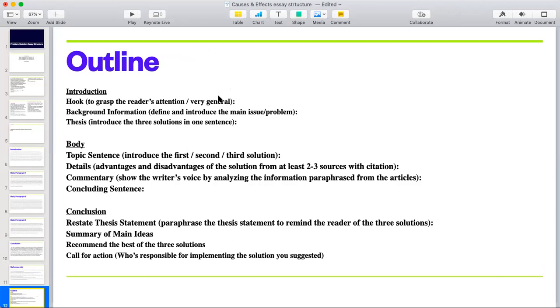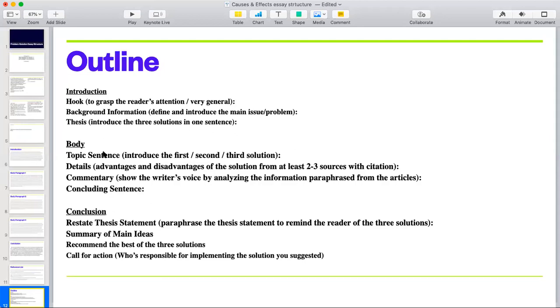Your problem solution essay must look like this. Introduction: a hook to grasp the reader's attention. It should be very general. Background information should define and introduce the main issue or the main problem. Thesis statement introduces the 3 solutions in 1 sentence. Body paragraphs. How many body paragraphs?